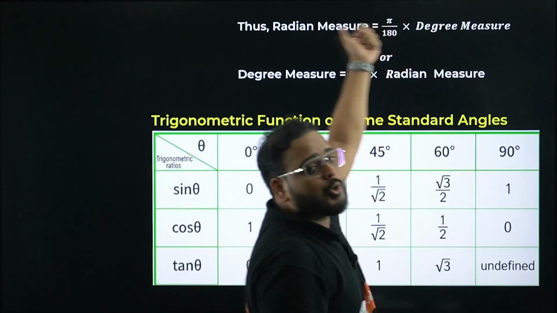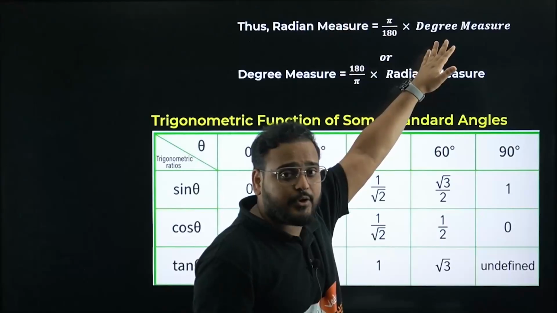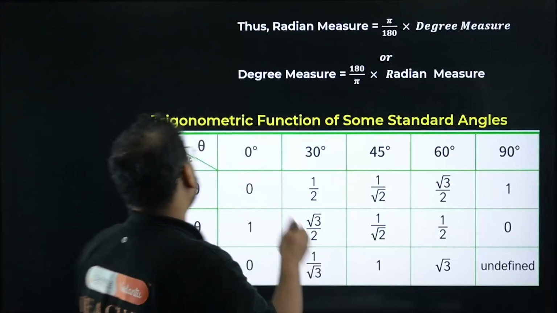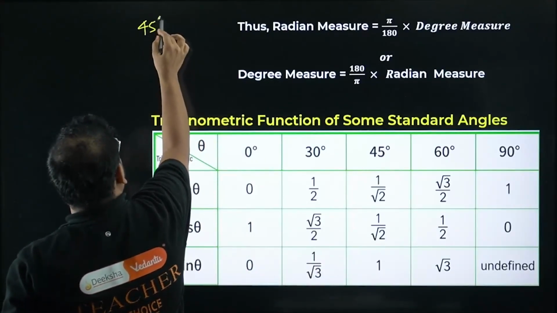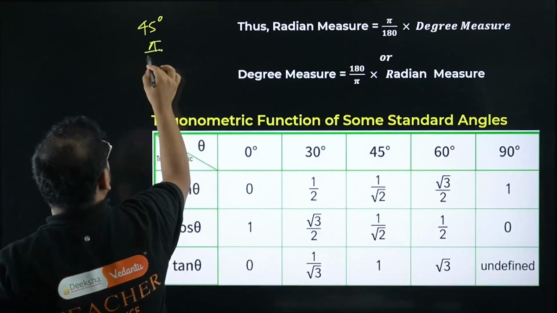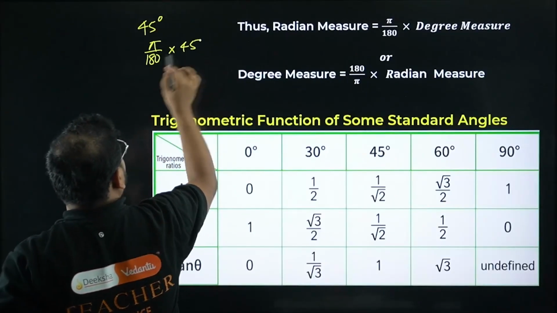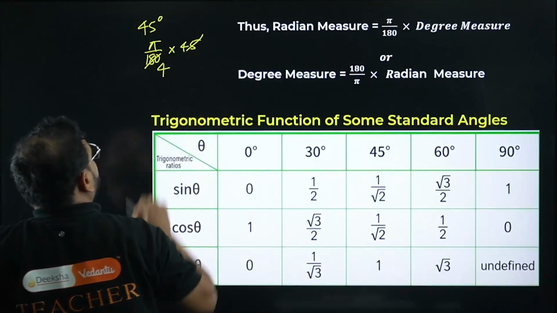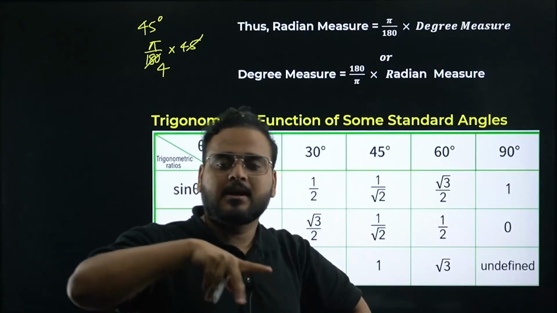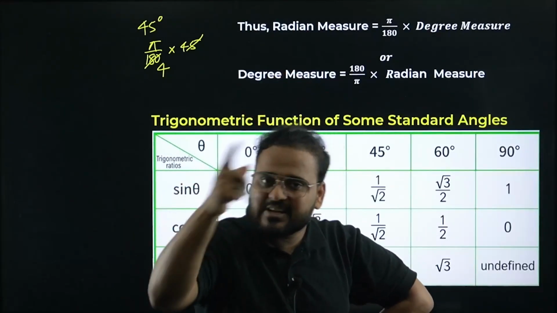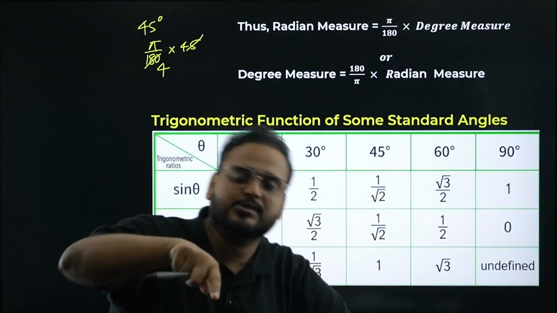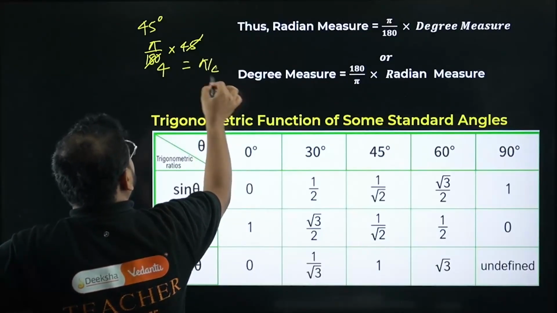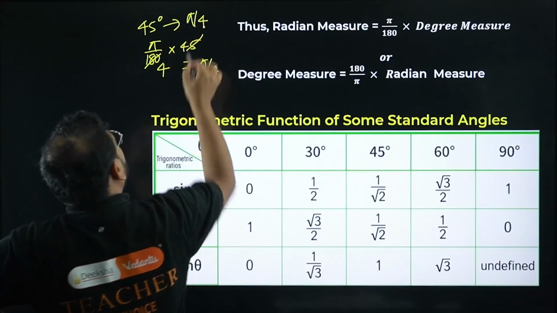For degree conversion to radians, we're going to use this formula: simply multiply the degree value given to you by pi by 180. Let's say it's given as 45 degrees. Multiply pi by 180 with 45 degrees. 45 times 4 is 180, so the answer becomes pi by 4. So 45 degrees is nothing but pi by 4 in radian measure.